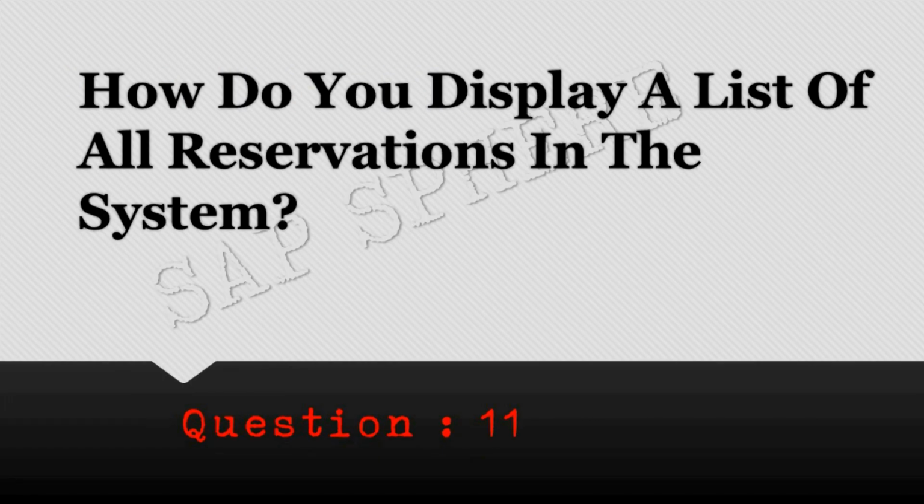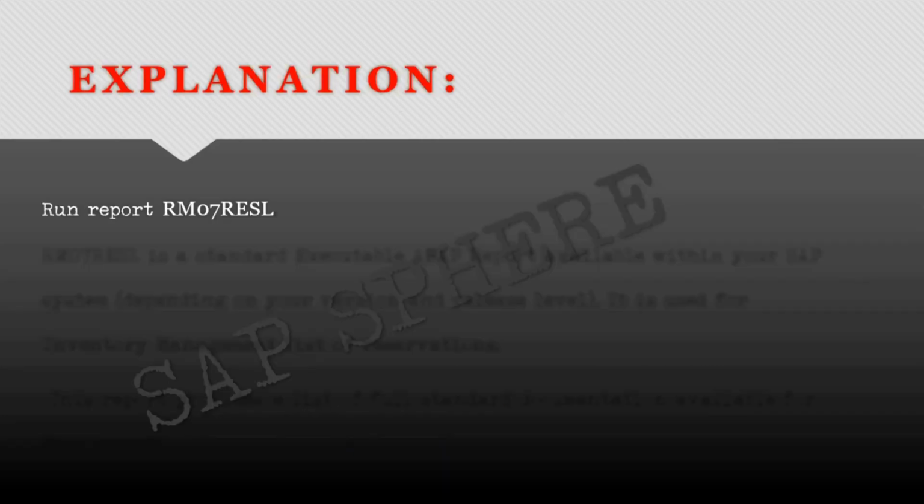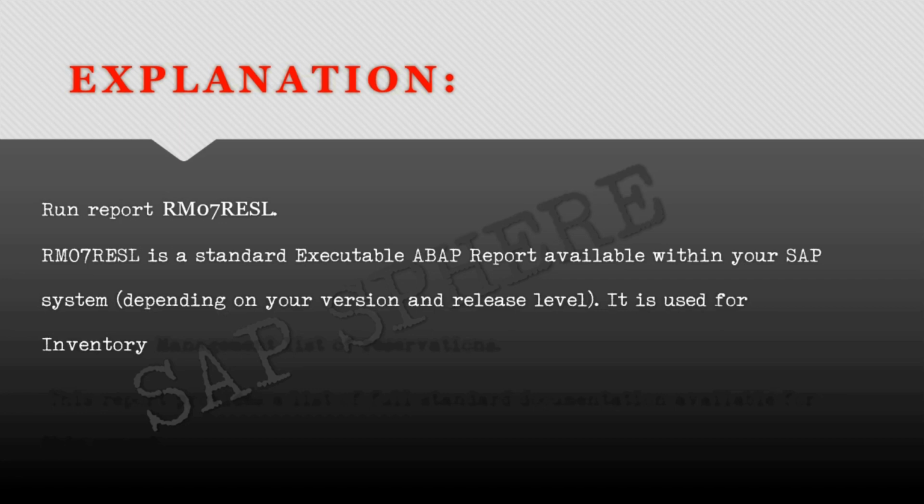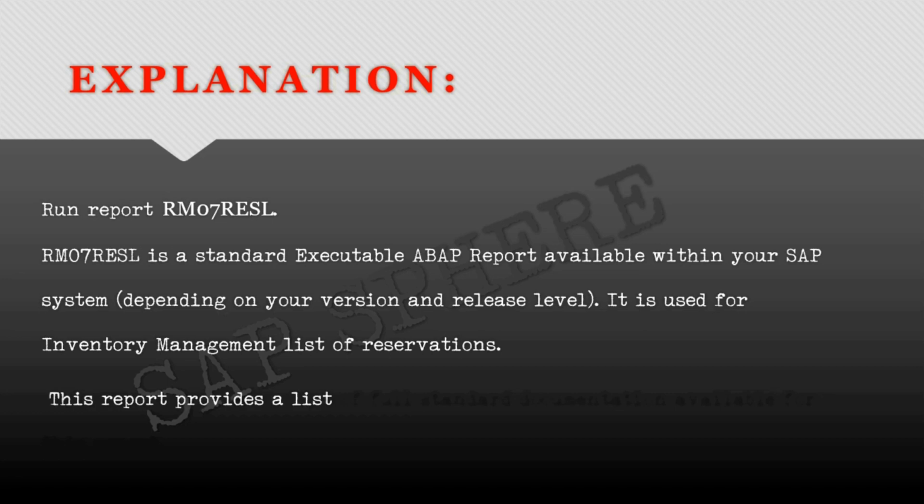How do you display a list of all reservations in the system? Run report RM07RESL. It is a standard executable ABAP report available within your SAP system, depending on your version and release level. It is used for inventory management list of reservations. This report provides a list of full standard documentation available for this report.